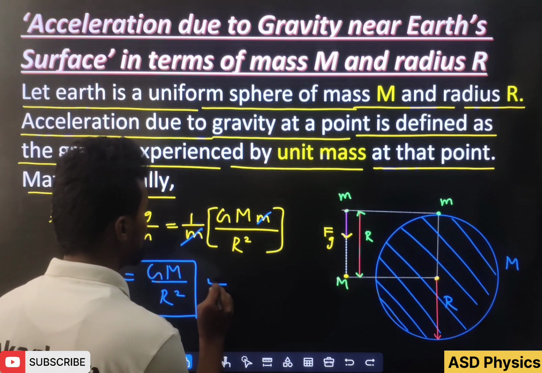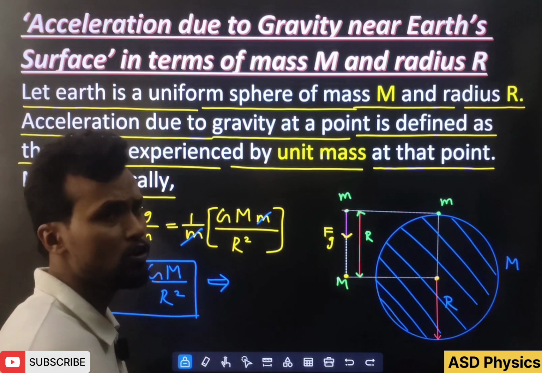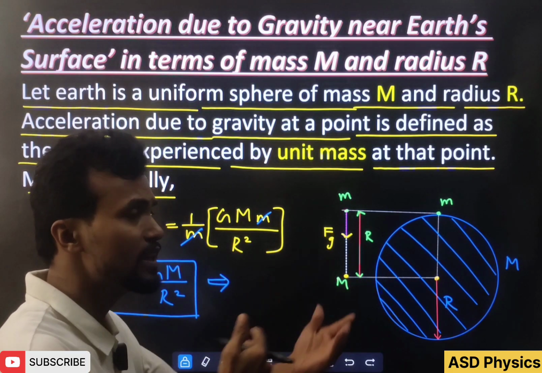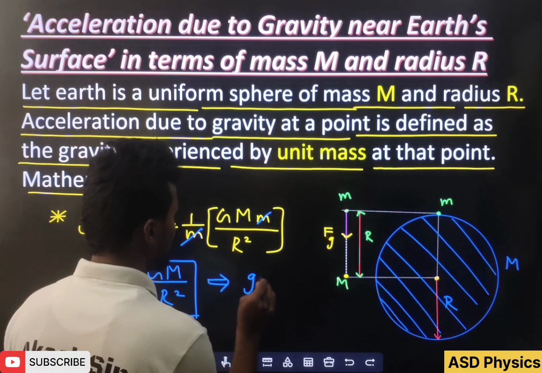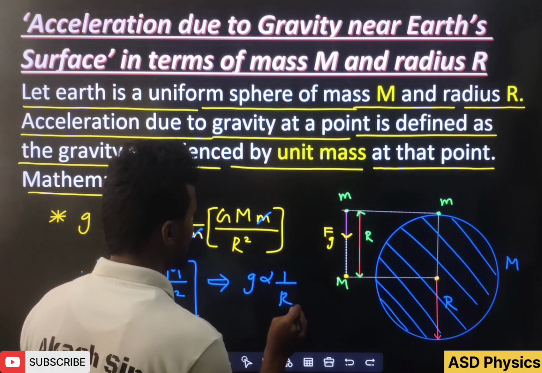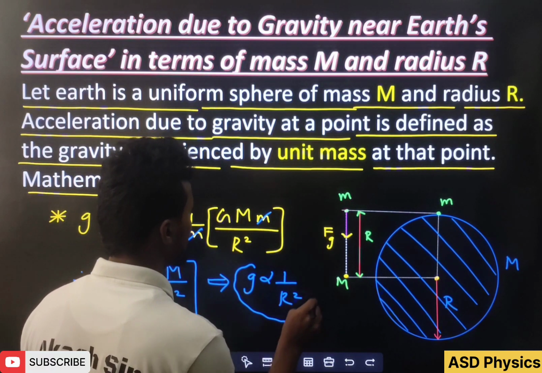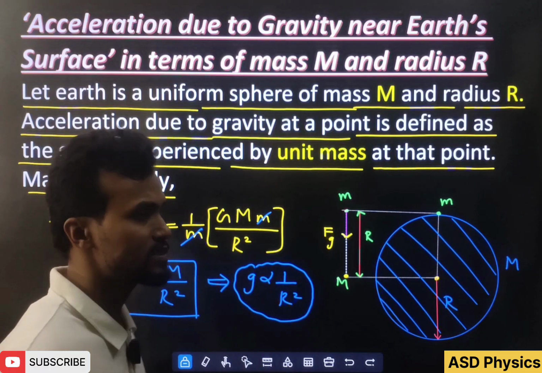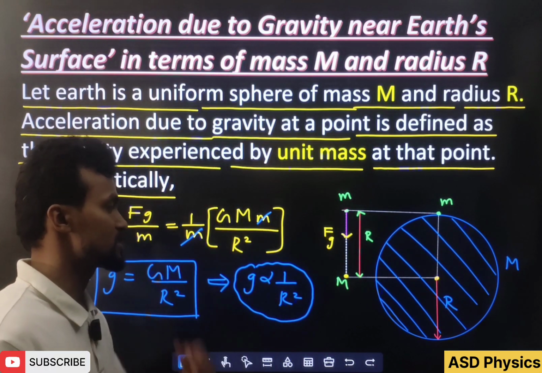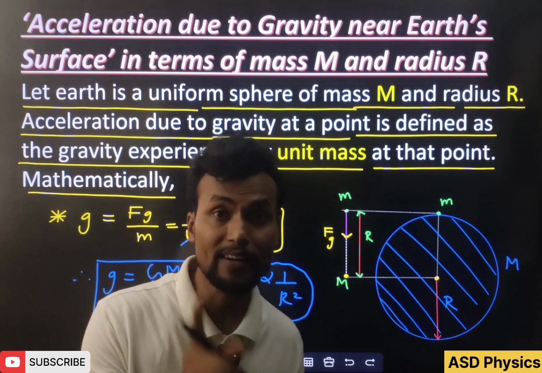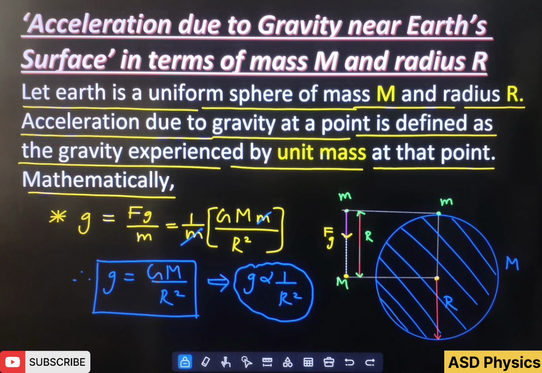Very, very important: whenever we are comparing planets and the mass of the planets is constant, then we can tell that the gravity is inversely proportional to r square. Remember that, very important.